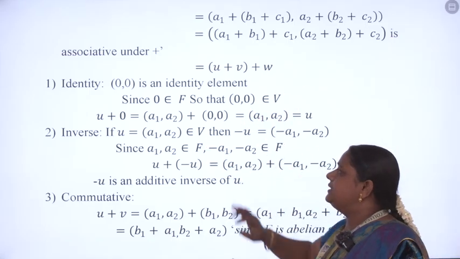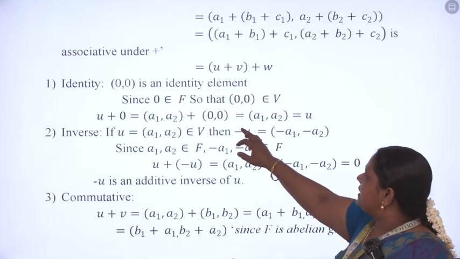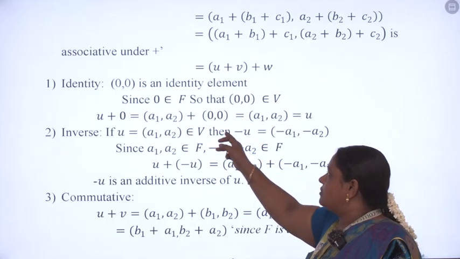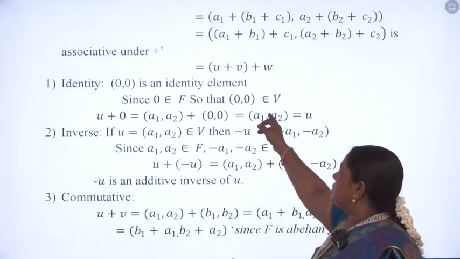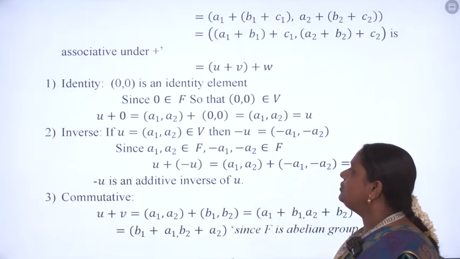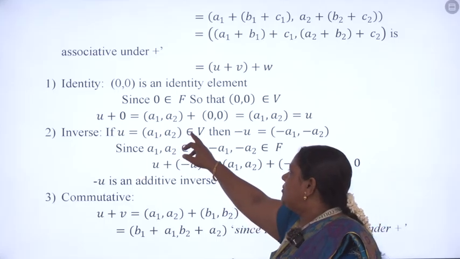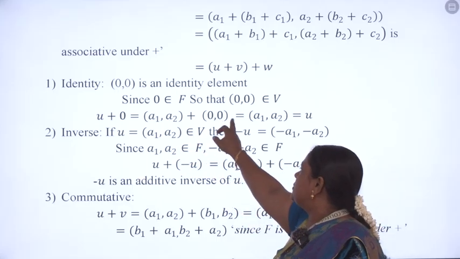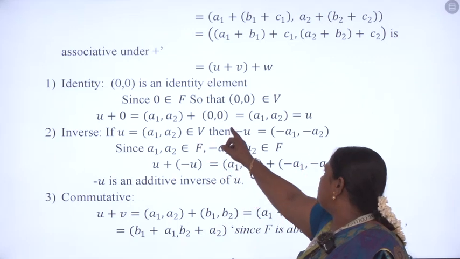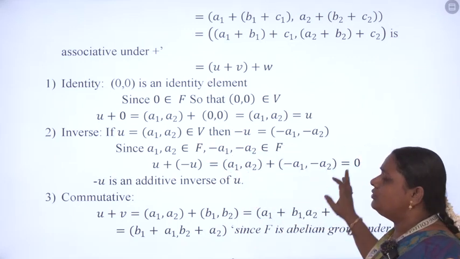Then the next one is identity. (0, 0) is an identity element. 0 belongs to F, so that (0, 0), that is an ordered pair, also belongs to V. u plus 0 is equal to (a1, a2) plus (0, 0). When you add these two, we will get (a1, a2), which is equal to u.